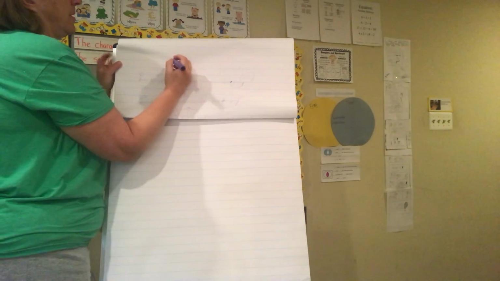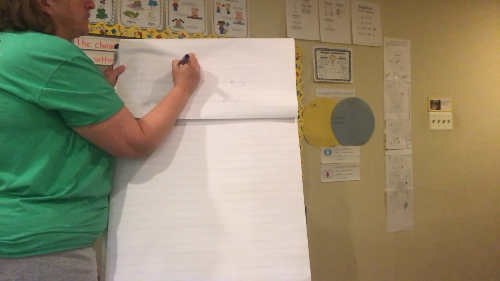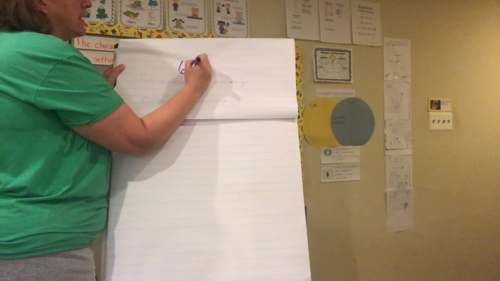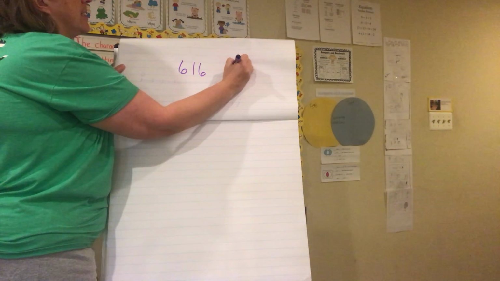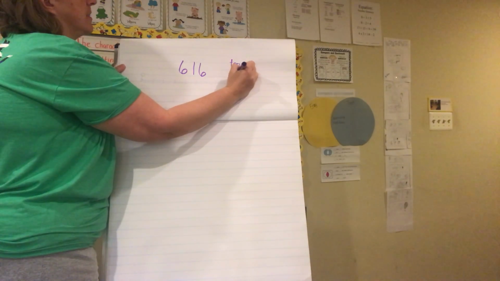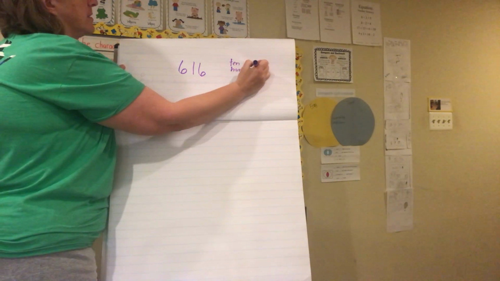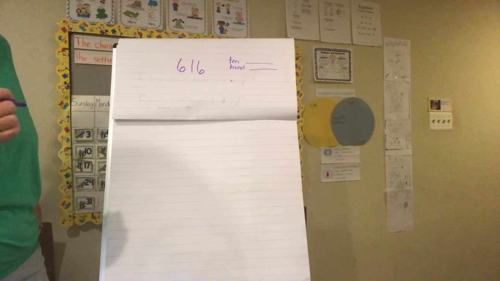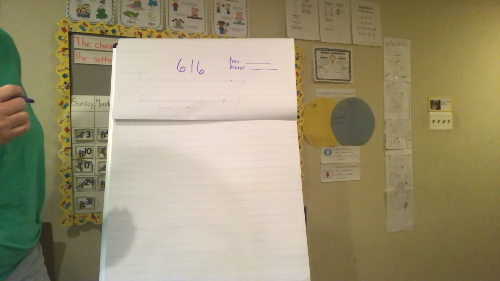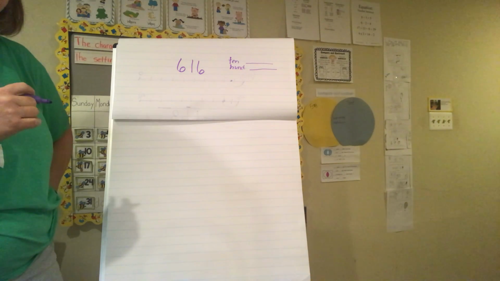So on your paper, I want you to round the number 616 to the nearest 10 and the nearest 100. So round 616 to the nearest 10 and the nearest 100. So you can pause the video while you do that.